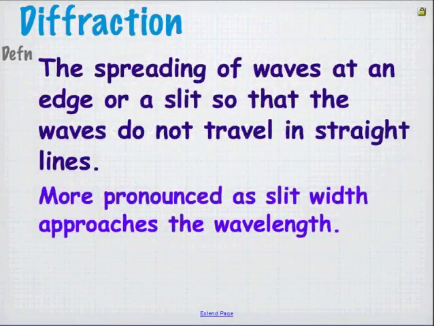Okay, here we're starting to look at interference patterns created by two slits or diffraction gratings. So first up we have to look at diffraction. Now diffraction is the spreading of waves at an edge or a slit so that waves do not travel in straight lines. This is more pronounced as slit width approaches the wavelength.